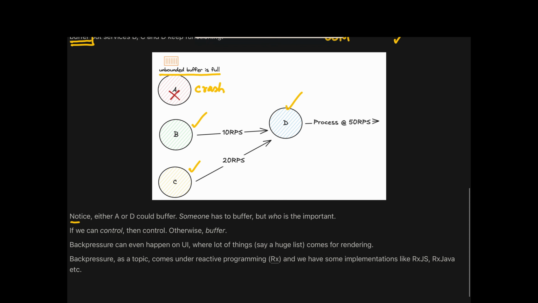So we note that either A or D could buffer. In the above example, we saw that A is doing buffering, but this buffering is totally dependent on the design, and D can also buffer the data. Because A and D are doing the communication, either A or D can start buffering depending on the contract. But the essential idea is that someone has to buffer. Who does it is totally dependent on the design.